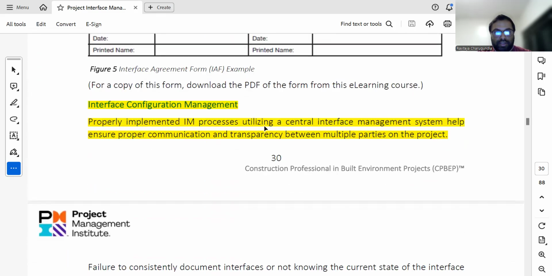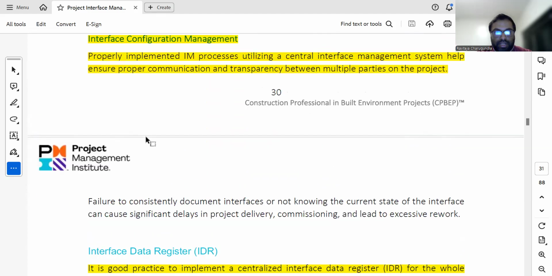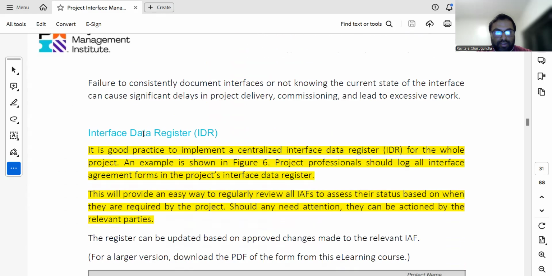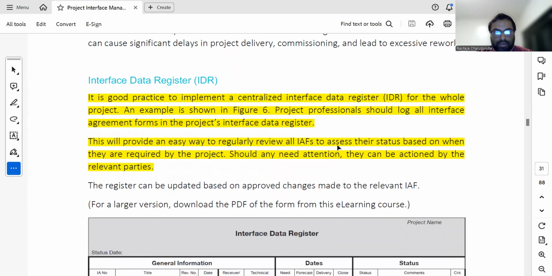Interface configuration management is like the IM, which is utilized as a central interface management that helps ensure proper communication and transparency between multiple parties of the project. And what is IDR? It's the interface data register. It's a centralized interface data register for the whole project. We call it a repository document, and it makes it easy to review all interface agreement forms based on what is required.